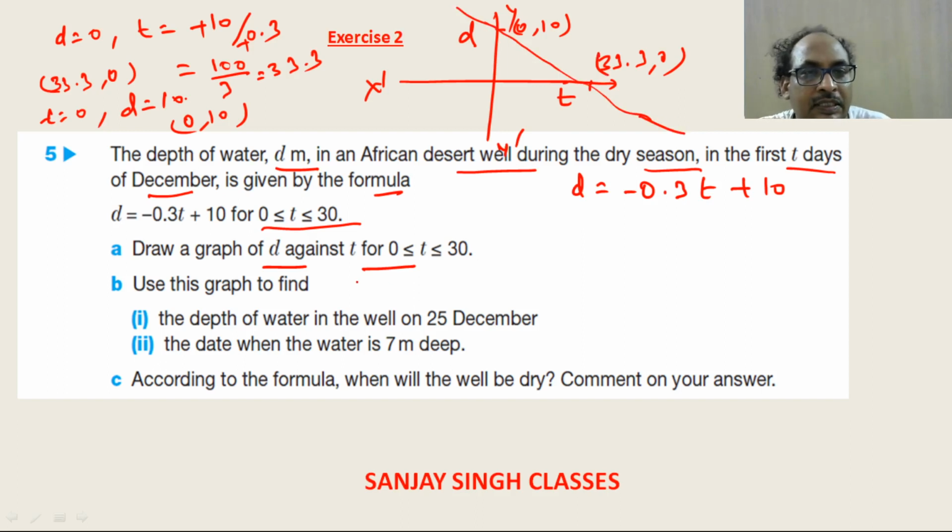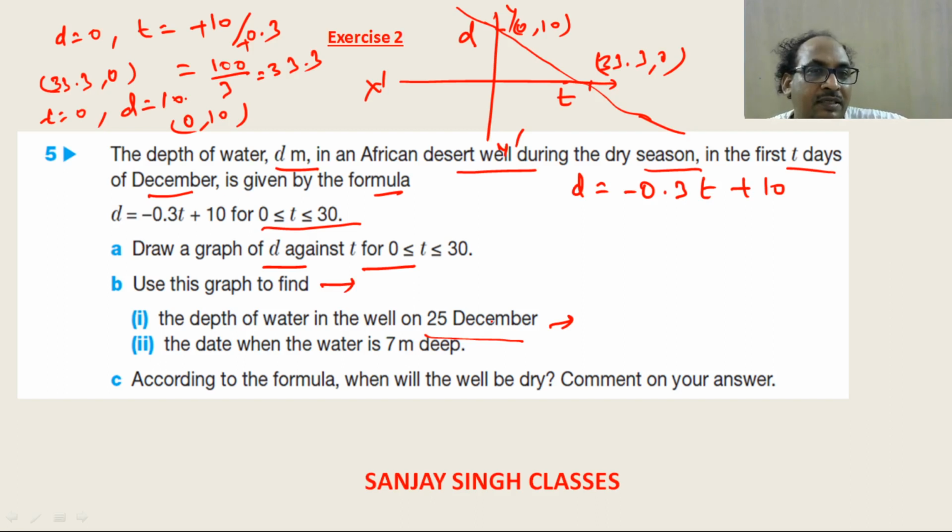Now use this graph to find the depth of water. Again, graph only has to be used here. We will study when we put an actual graph paper how to find it directly without any calculation. Here I am doing it with calculation. The depth of water in the well on 25th December means 25 days.